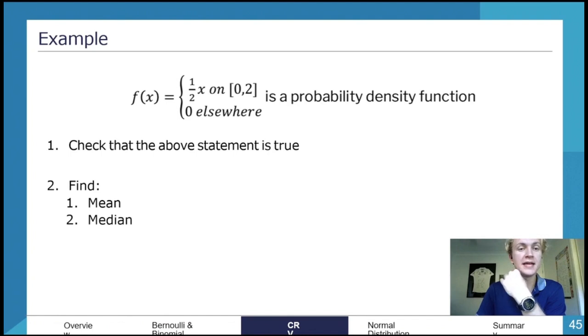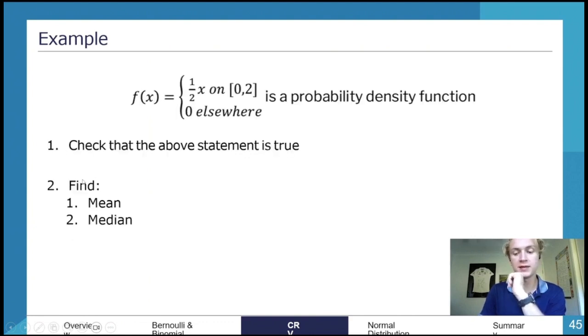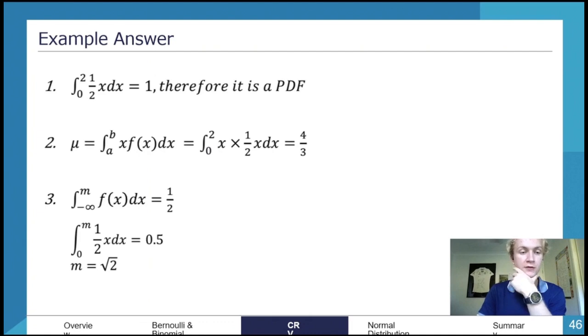Question 2 asks us to find the mean. Now, for the mean, don't worry about it, just go straight to the formula book. What you'll find is that we have to multiply by x and integrate between 0 and 2. Yep, here's the formula here: between a and b, x times f of x dx, so 0 to 2 of x times half x dx equals 4/3. Perfect. Question 3, we now have to use the median. So let m equal the median would be the first line of working.